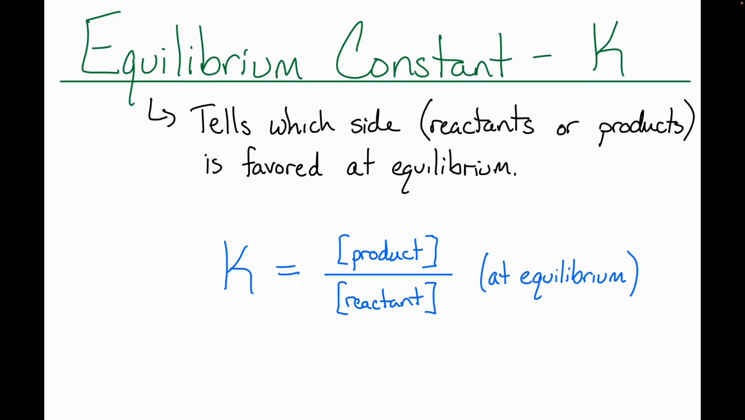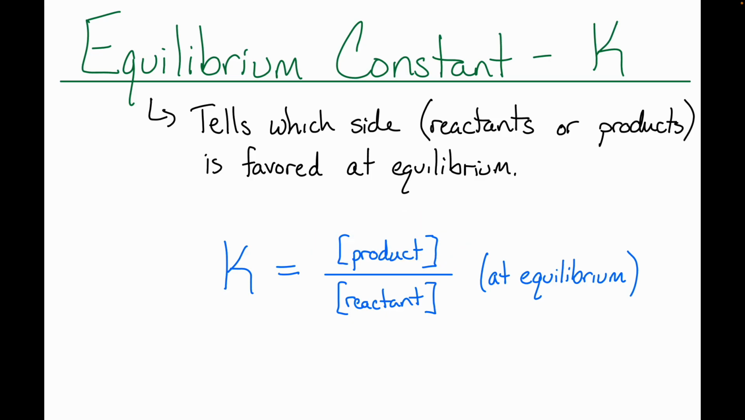So again, this value is going to tell you whether or not your reaction favors your products or your reactants at equilibrium. And let's think about it. If K is a big number, what does that mean? I'm going to have more product or reactant at equilibrium? Yeah, why product? Because that's what's in my numerator here.